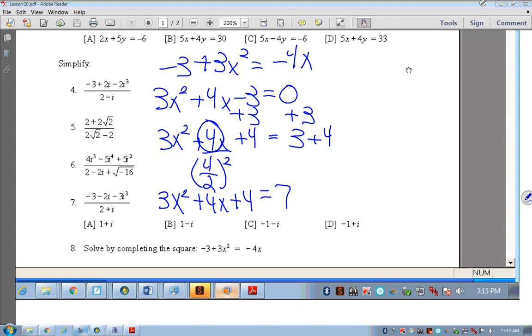We just talked about that. I literally just did that. Look, you take this number right here, you bring it down here, you divide it by 2, and you square it. What's 4 divided by 2? What's 2 squared? I put it here, and I put it there.